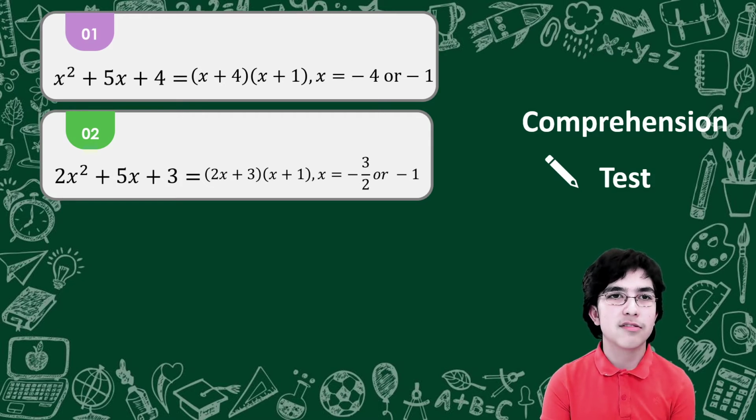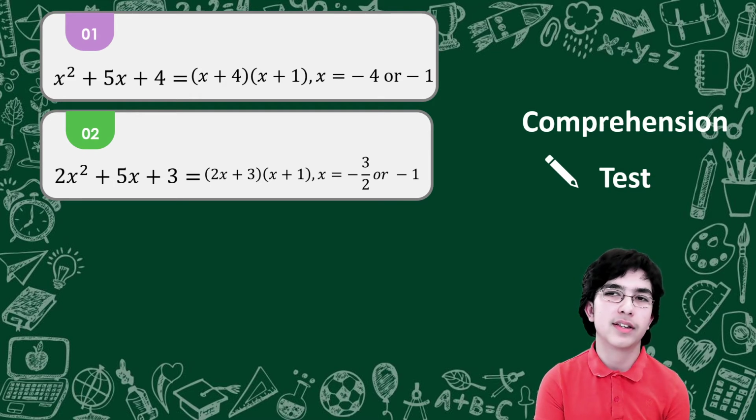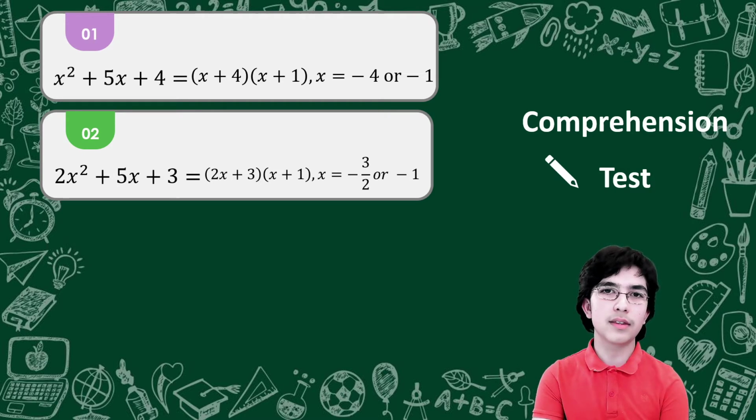It's rather simple in this question, since for 3 there is only one pair of factors because it's a prime number. So you get 2x plus 3 times x plus 1, since that's the only combination which works. But there's an additional complication at the end here.